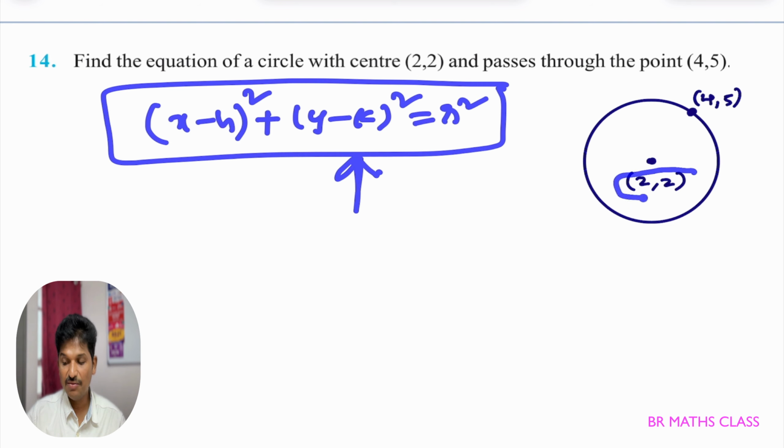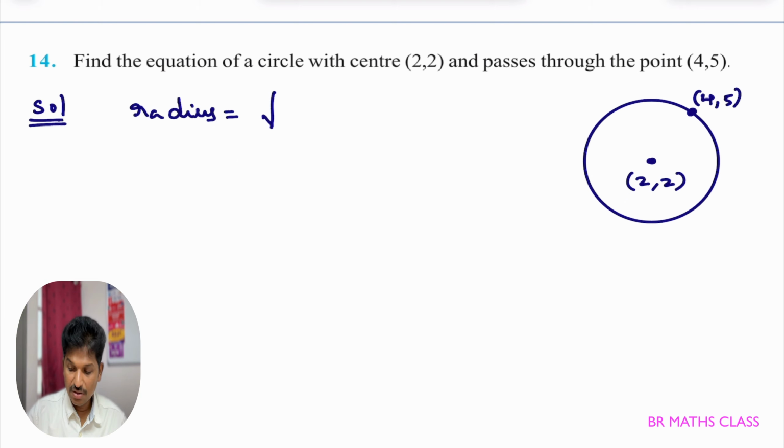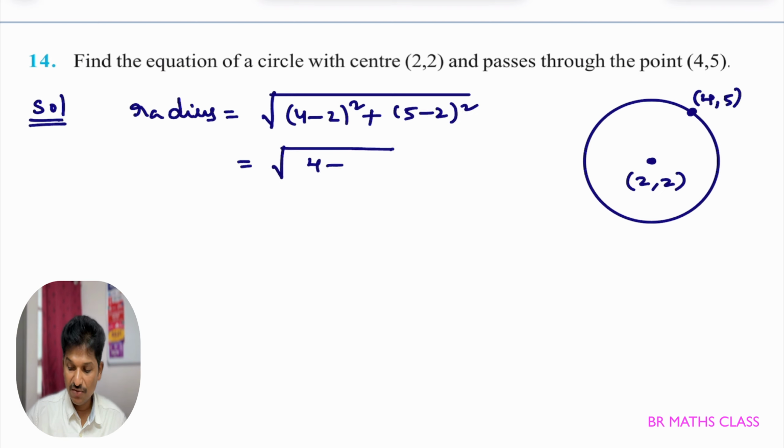Here the center is already given, but the radius we don't know. But the point is, we can easily calculate the radius from the given data. We know that the distance from the center to any point on the circle is the radius. Here the circle passes through (4, 5), they have given. The distance between these 2 points, if you calculate, you will get the radius. Use the distance formula: radius is root of (4 minus 2) whole square plus (5 minus 2) whole square. 4 minus 2 is 2, 2 square is 4, 5 minus 2 is 3, 3 square is 9. So the radius is root 13.